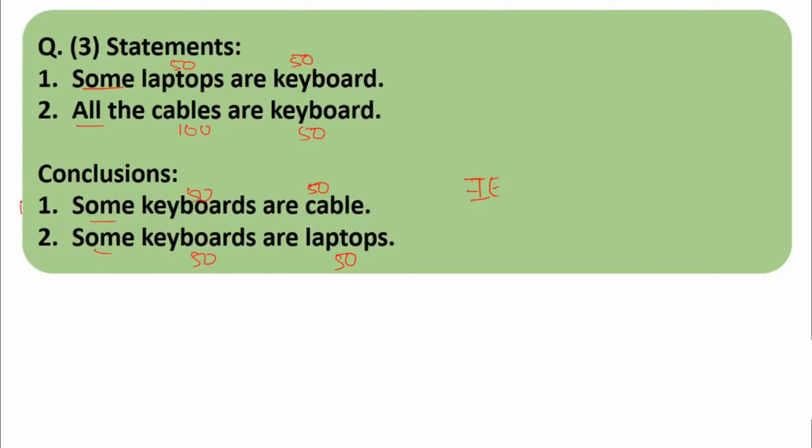The first conclusion is some keyboards are cables. Keyboards and cable, which sentence? In statement number 2, we find cable and keyboard together. Cable income is 100.